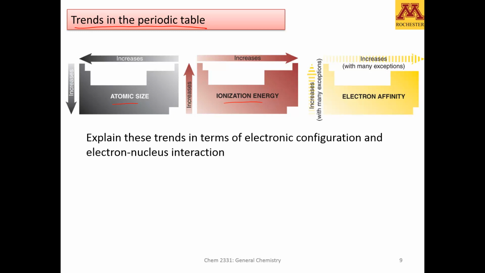So the whole trend in here is that the closer the electrons are to the nucleus, or the higher the positive charge of the nucleus, the smaller the element will be, and the higher the ionization energy will be.